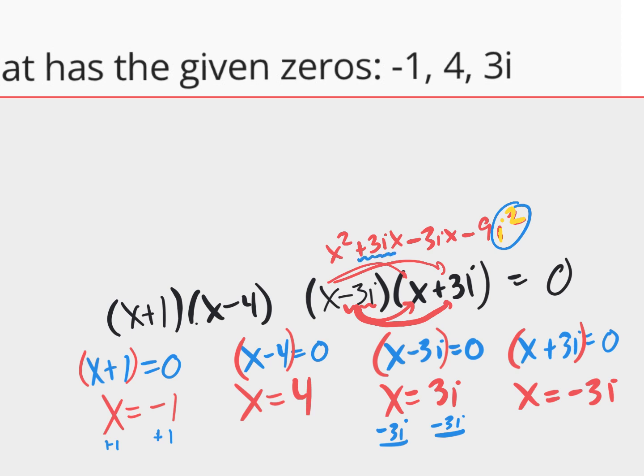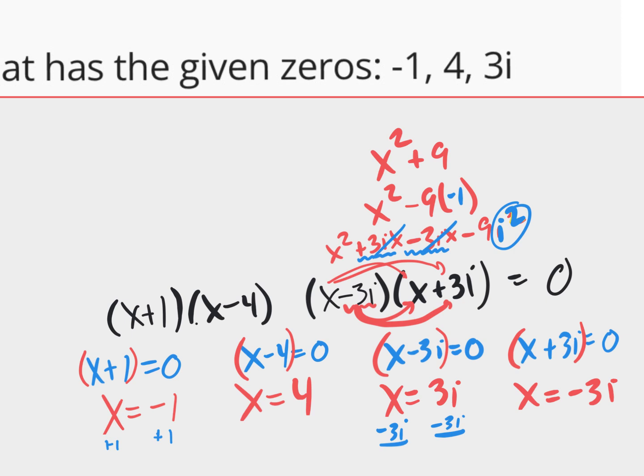The middle terms, 3ix and negative 3ix, eliminate because they're exact opposites. So what we really have is x squared minus 9 times negative 1, right? Because i squared is negative 1. So negative 9 times negative 1 is positive 9. So I end up with x squared plus 9, because a negative 9 times a negative 1 is positive 9.